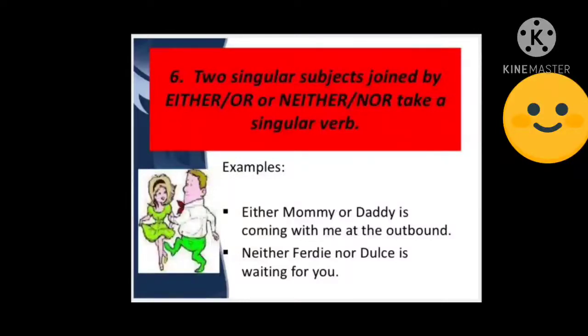Neither Freddie nor Dulcie is waiting for you. Neither nor means not both, either or means selection, one of them. So, neither Freddie nor Dulcie means both are not coming. So, is waiting for you means nobody is waiting.